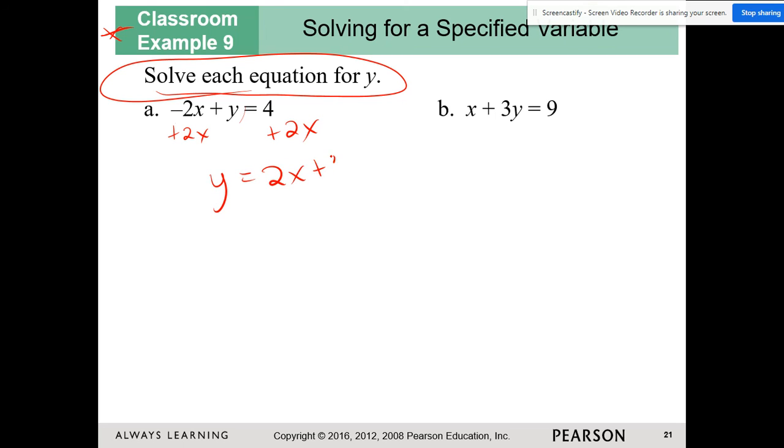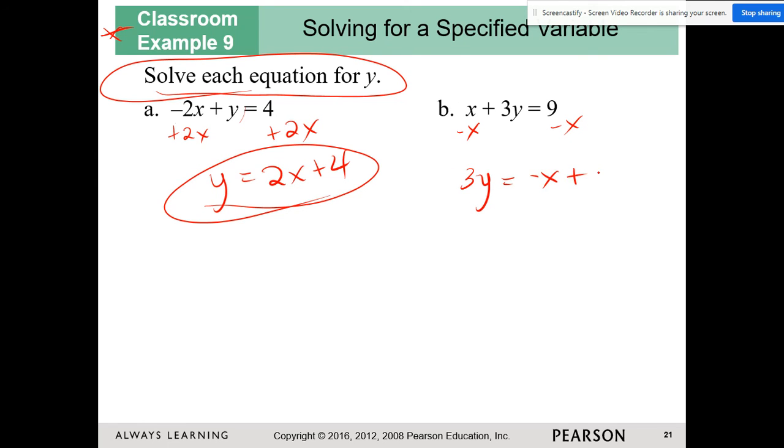We always put the x in front. That is just tradition as opposed to a mathematical necessity. So there you go. Y is equal to 2x plus 4. This one, we're going to subtract our x. But this one has a 3 times, so we're going to divide by 3.